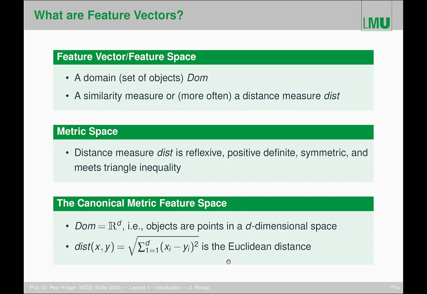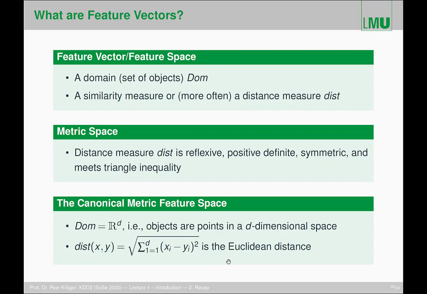Usually you have a domain, a set of objects, and a similarity measure on these objects. And that's actually a feature space. The domain can be anything, and the similarity measure, or more often you work with a distance measure, can be virtually anything, but very often you try to be in a so-called metric space. That means that the distance measure has specific properties. In this case, it is reflexive, positive definite, symmetric, and meets the triangle inequality.